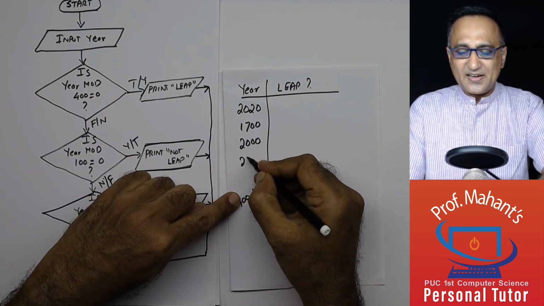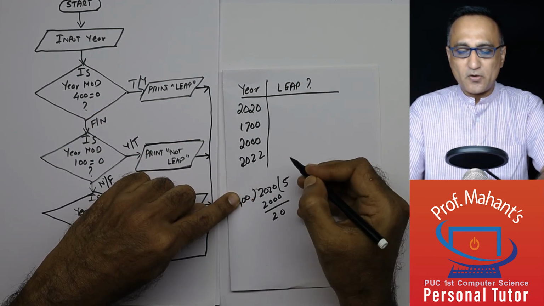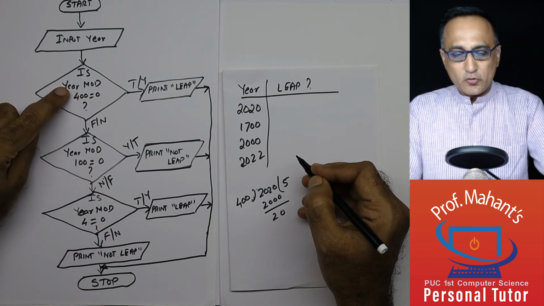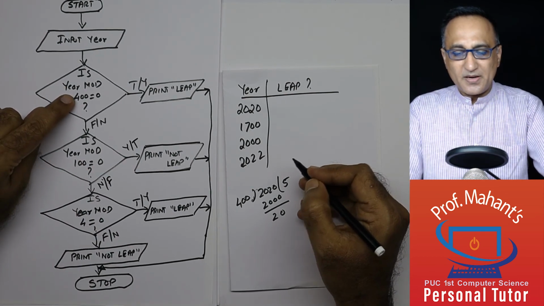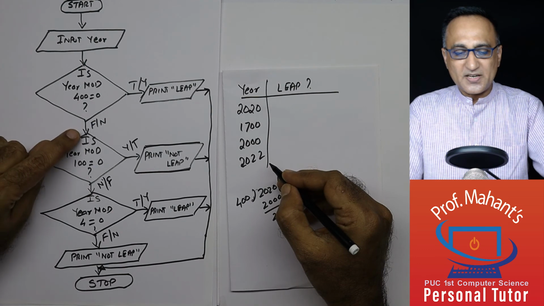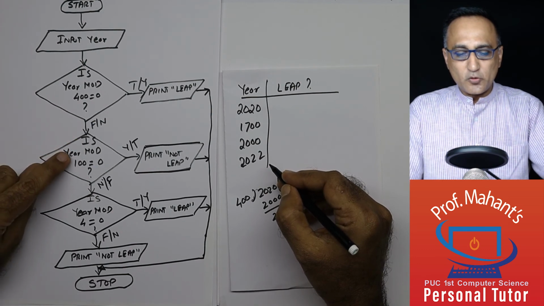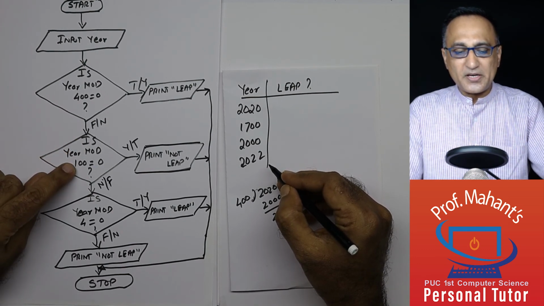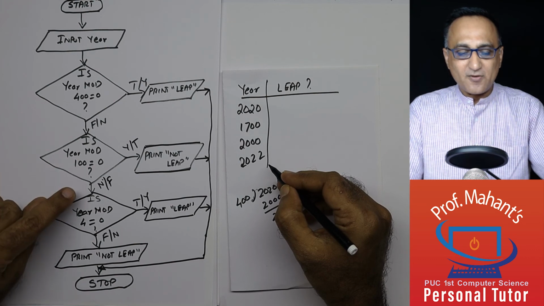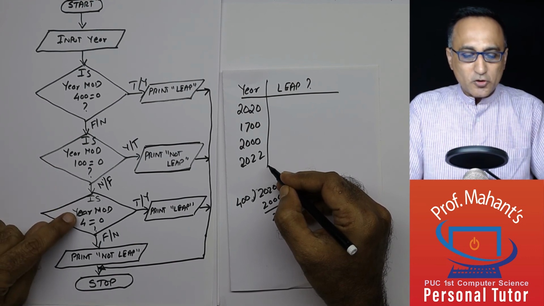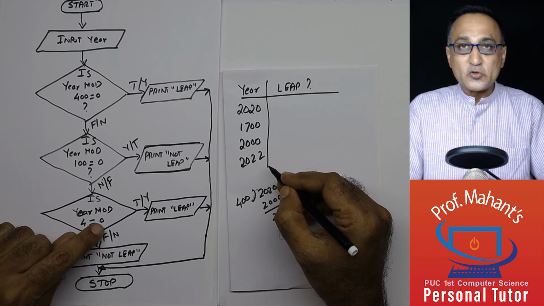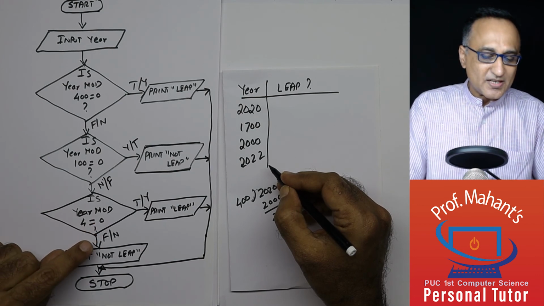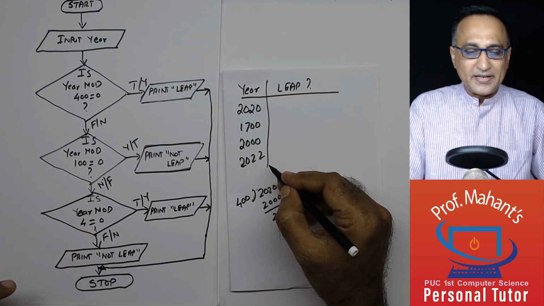Let's take a year like 2022. 2022 mod 400, the remainder is 22. So this condition fails. 2022 mod 100, remainder is again 22. This condition is again false. 2022 mod 4, remainder happens to be 2. So this condition is false and it's going to print not a leap year.